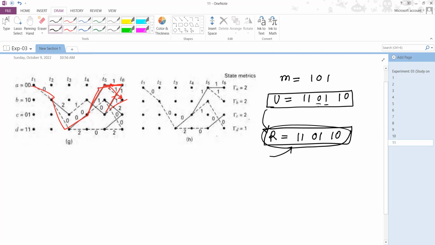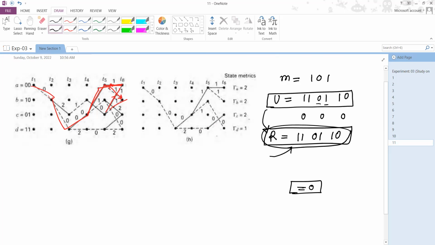So if there is no noise, then we will get the exact same message that we transmitted from our transmitter side. In that case, what will be the Hamming distance between our transmitted message and the message that we are receiving? The Hamming distance must be 0 in all the cases, right? So the total amount of state metrics, if there is no noise, should be 0, because there should not be any changes in the output code word.